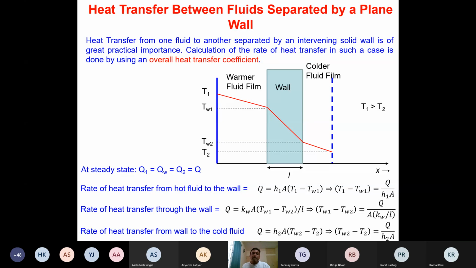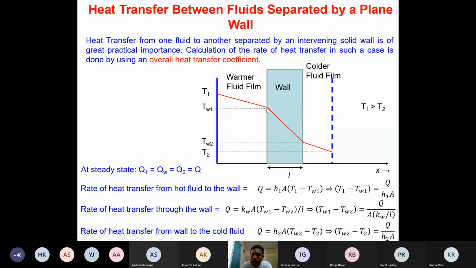Now, in this case, the rate of heat transfer from the hot fluid to the wall is given as Q, and that is given as H1A. H1 is nothing but the heat transfer coefficient in this particular film, warmer fluid film. So H1 is present here. So Q equals H1A, T1 minus Tw1. So T1 is the temperature here.